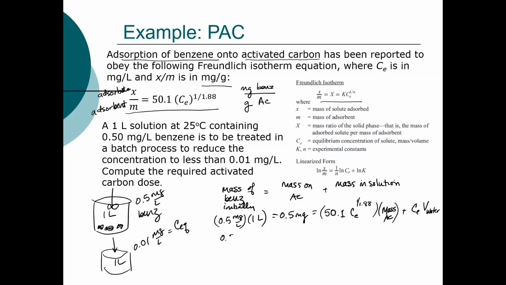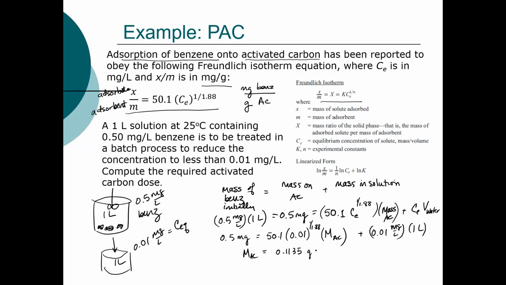Okay. So that's 0.5 milligrams is equal to 50.1 times 0.01 to the 1 over 1.88 times the mass of activated carbon, which we don't know, that's what we're looking for, plus 0.01 milligrams per liter times the 1 liter. And we can solve for the mass of the activated carbon, and that is equal to 0.1135 grams. And remember, you keep track of units.